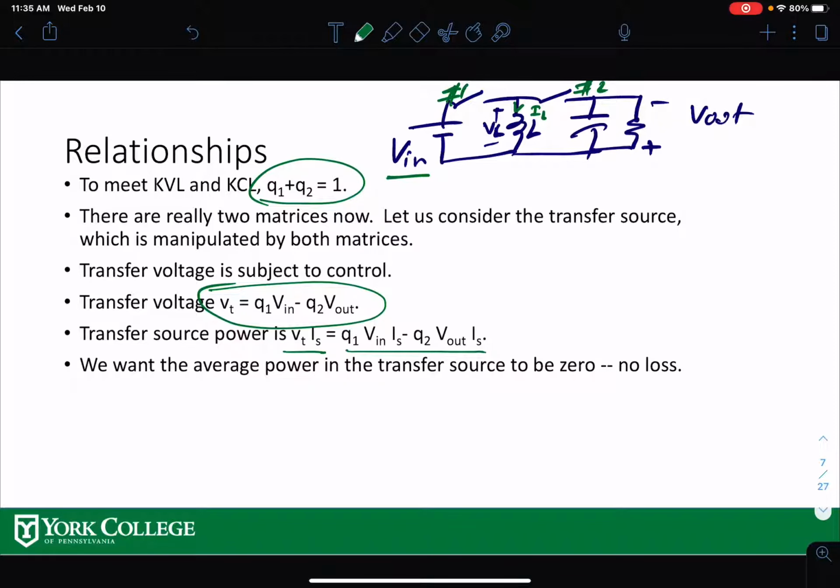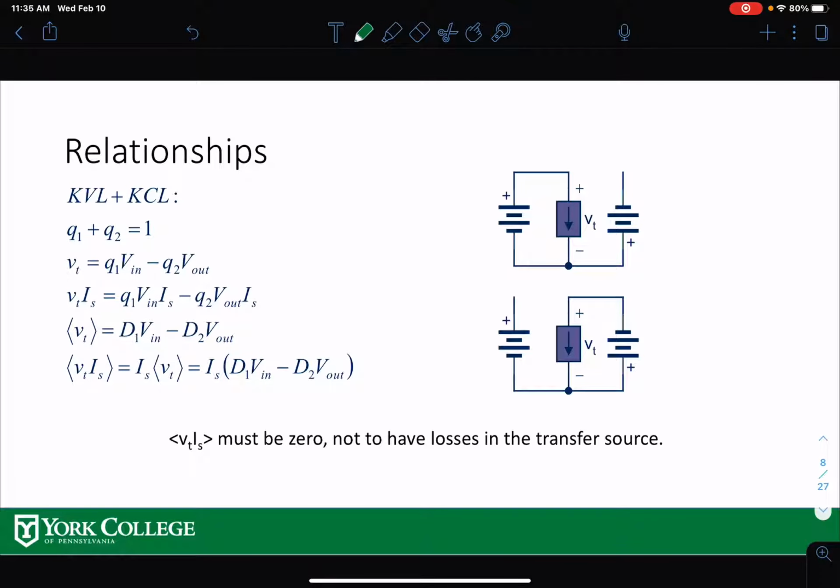And we want a lossless inductor. We don't want any power consumed by the inductor, so for the ideal case the inductor power should be zero. So on average, with switch 1 on for D1 and switch 2 on for D2, the average power should be equal to 0. If that is equal to 0, then your V out would be V in D1 over D2.